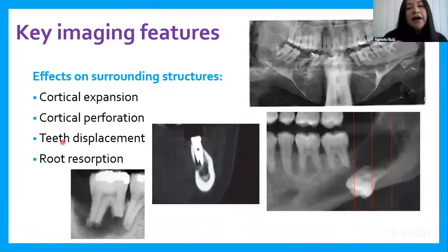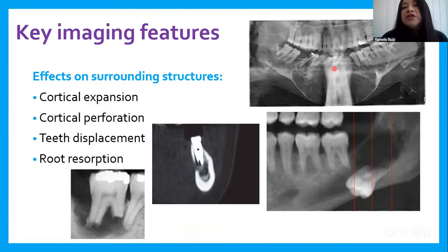The second key imaging finding is the effects on the surrounding structures. There are four key points. The first one is the cortical expansion. For this, it's important that we know the cortical border in the basal mandible or in the vestibular, lingual or palatine side. It will depend on the cut or the view of the image we are observing. But cortical expansion means that the size of that bone is bigger than the normal size.